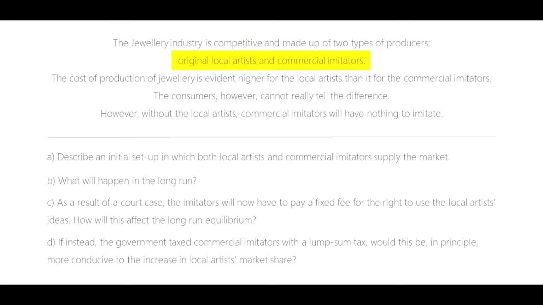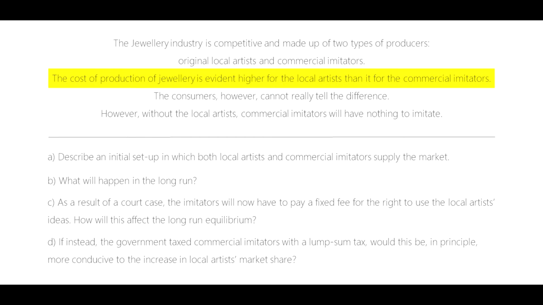One sentence, the first sentence, you conclude the number of graphs you need to draw. They give you the two types of producer, they make it very clear because this is not the hard part. Original local artists and commercial imitators. These are the two types, artists and imitators, or you can call it local or commercial. The cost of production is evidently higher for the local artists than for the commercial imitators. So when we talk about cost of production, especially the initial equilibrium, it's all about AC.